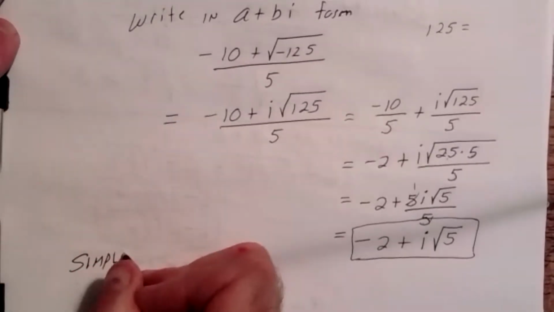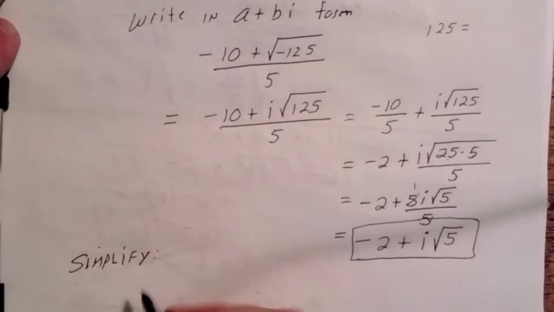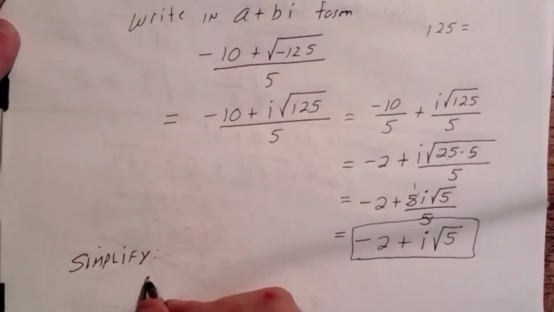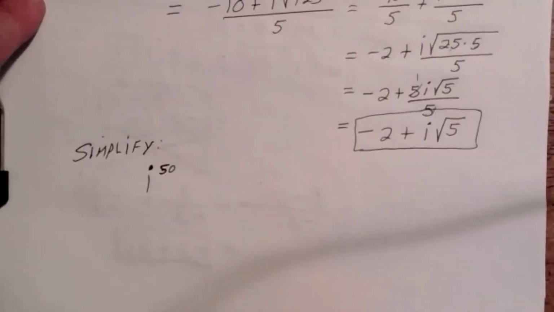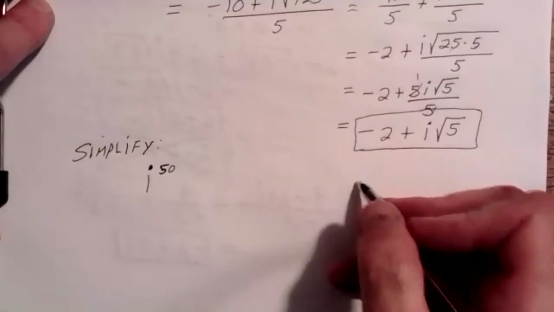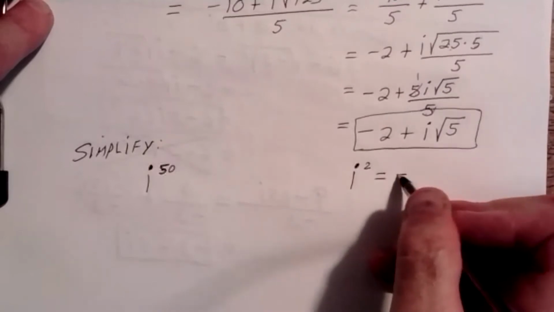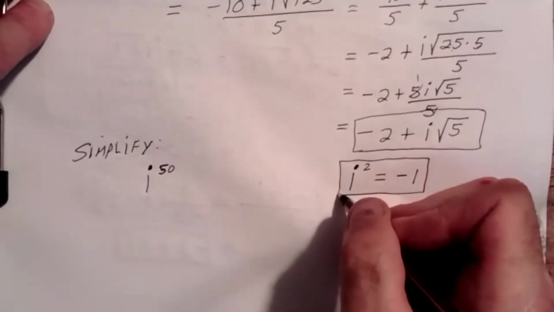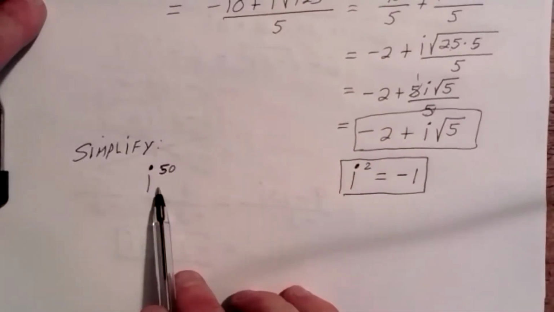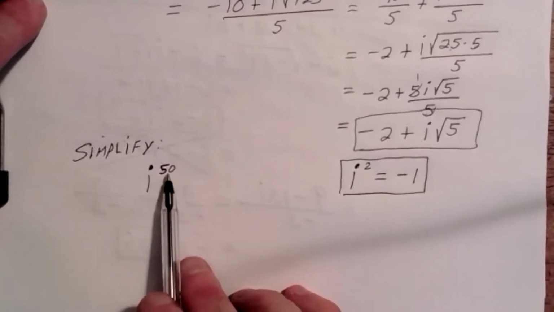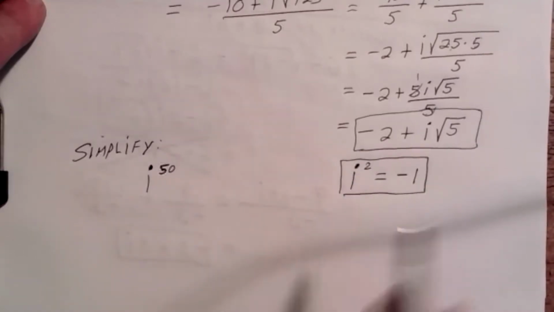All right, what if we want to simplify i raised to very big powers? Suppose I wanted you to simplify i raised to the 50th power. Well, ladies and gentlemen, what do we know about i? We know that i squared is always equal to -1. This is a fact, correct? We can use this fact to help us simplify i to the 50th power. Specifically, we ask ourselves, how many perfect squares of i are in i to the 50th power? Take 50 and divide it by 2 to find out.